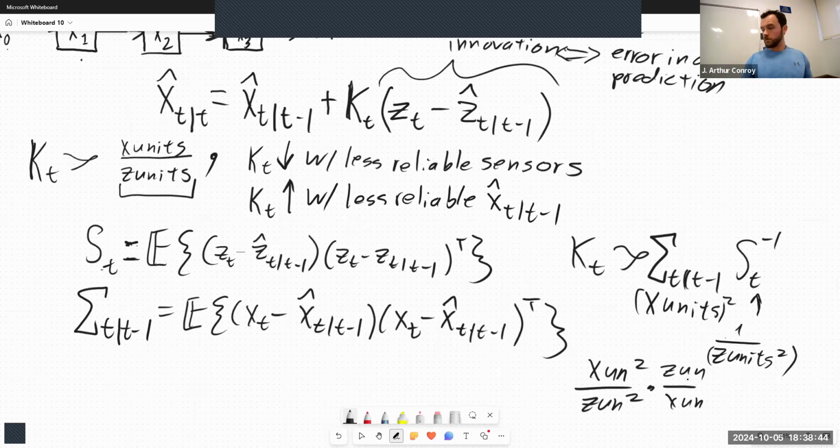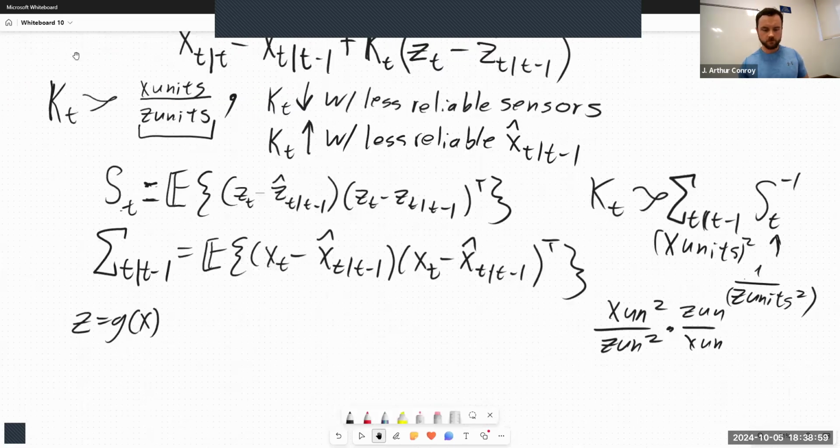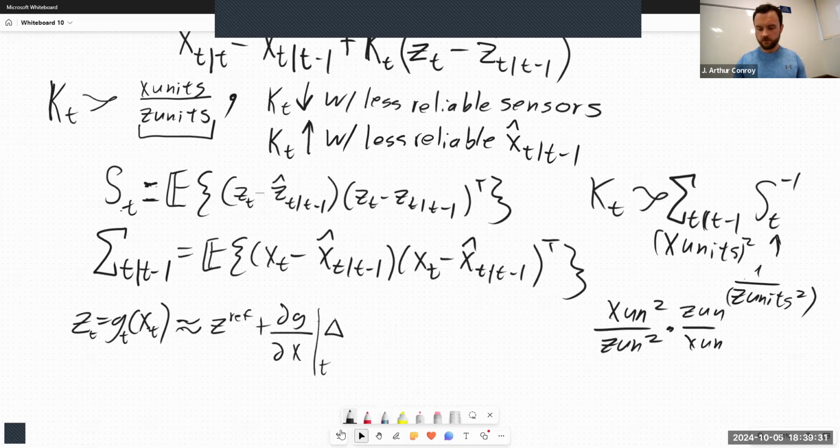Cool. So if we're looking for the change in some Z units per X units, let's say we have Z as a function of X, right? That was based on the little model that we codified up here. A given time step t is a function of X at that time step. This is just saying the same thing, except at a specific time step. We'll do a linear expansion. Say this is approximately some reference value for Z, call this Z ref, plus some change in this function per unit change in X evaluated at time t for a given change in X, right?